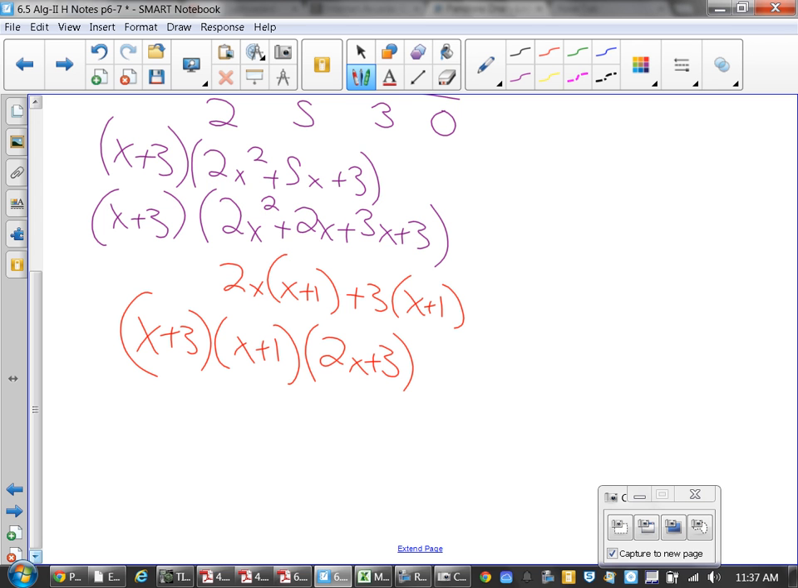Yes, ma'am? I know you already said this earlier, but I kind of already forgot. What's the difference between synthetic substitution and synthetic division? Nothing. It's the same exact process. The difference between the two is synthetic substitution is a very fast method to get ordered pairs, an x and a y. The synthetic division is checking to see if you have a zero to see if you have a factor.